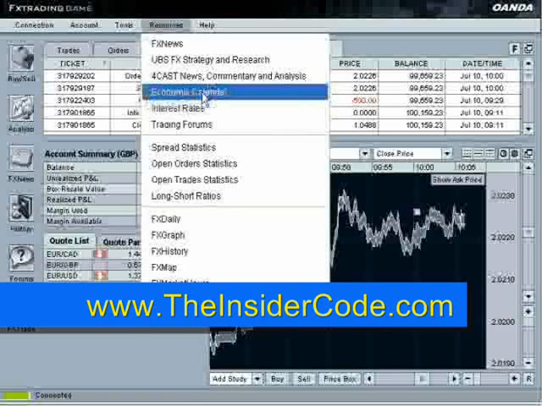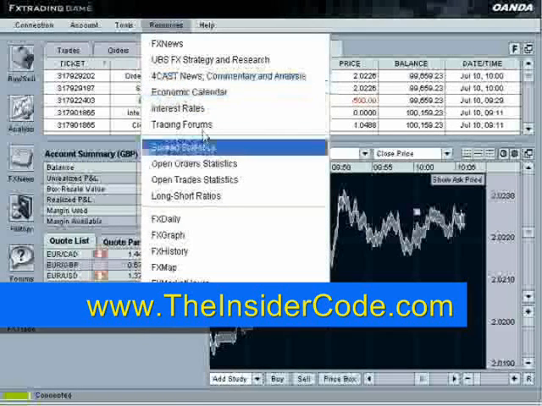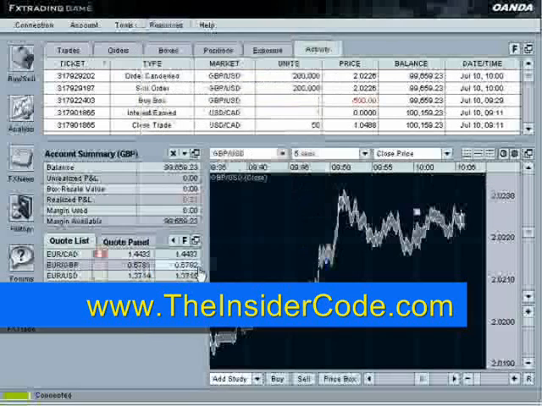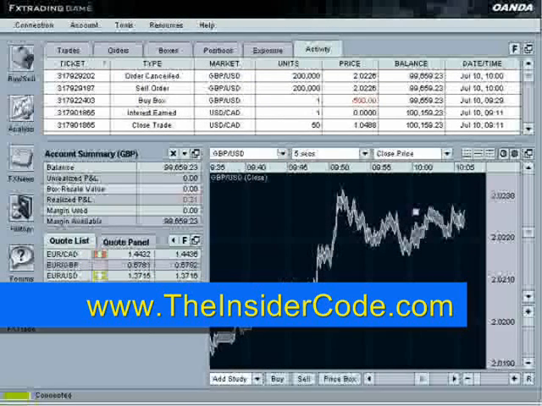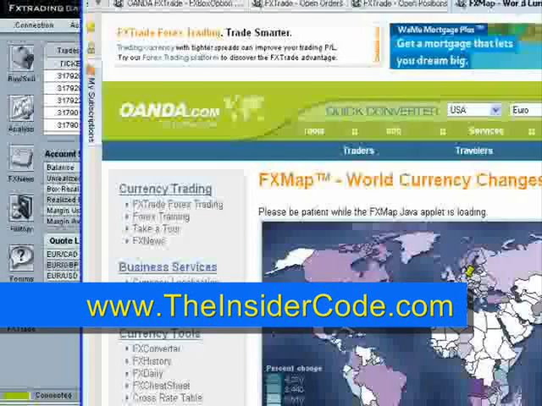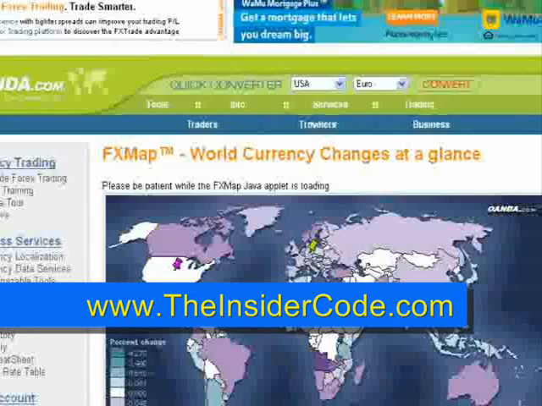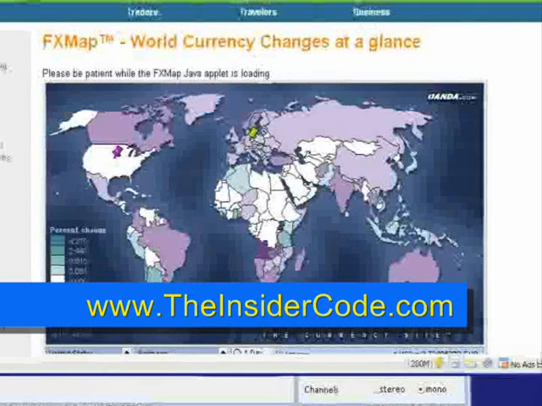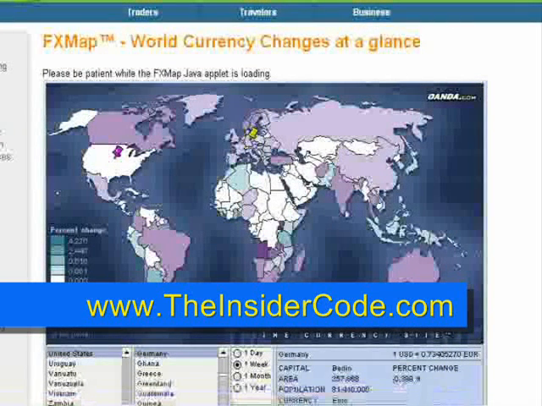You've got economic calendars, news, commentary, and analysis. Let's go ahead and look at this stuff here. FX map. I'll wait till it's got to load. This is something that I would put more in the novelty category, because I just don't know how to use it. I've never spent any time trying to use it.